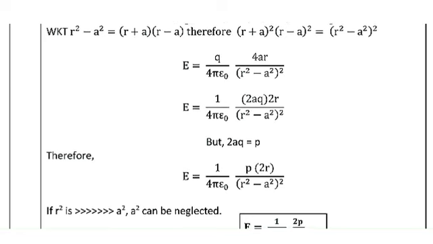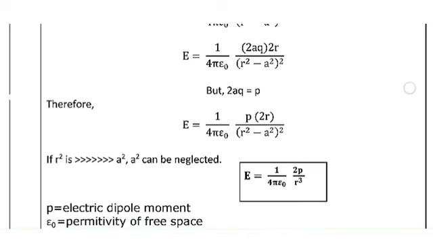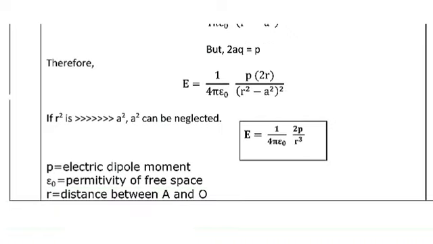So in place of 2QA, I will write P. So E is equal to 1 by 4 pi epsilon naught, P into 2R divided by the terms in the denominator. Here R square is very much greater than A square, so A square is neglected. Remaining is E is equal to 1 by 4 pi epsilon naught, 2P by R cube, where P is the electric dipole moment, epsilon naught is the permittivity of free space, and R is the distance between A and O.